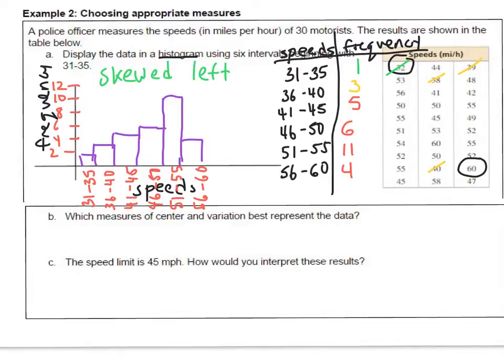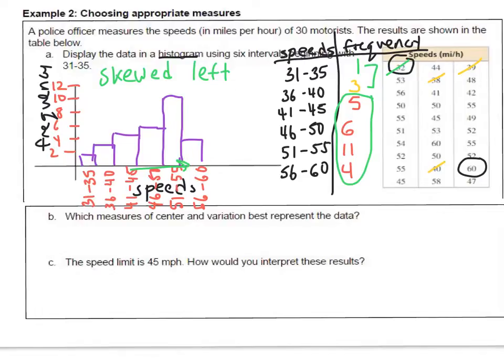Again, a majority of our data, if you look here, 5, 6, 11, 4, those are the big numbers of our data. Those are on the right side over here, and we have these 3 and 1, those lower numbers, that are found on the left side. So this would be skewed left.